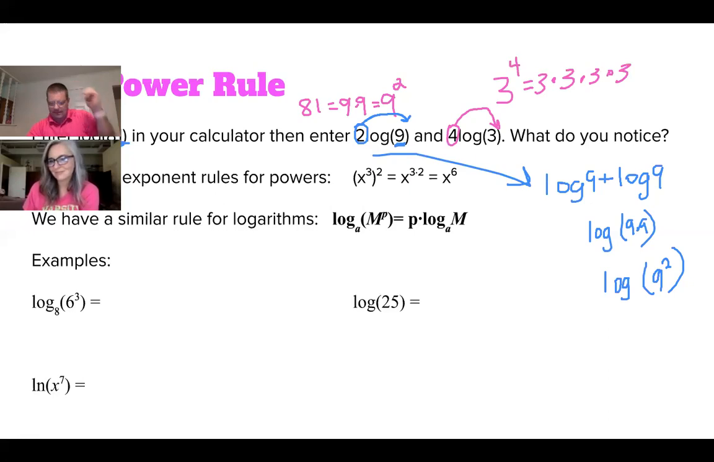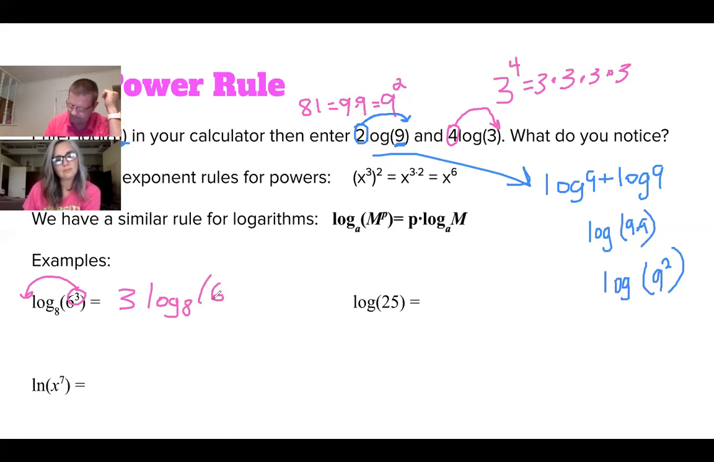Right. So let's apply that rule. Once you really understand it, it's not as freaky as you think. But basically when you have an exponent here, we're going to essentially dump it out front. So I could rewrite this as 3 log base 3 of 6.